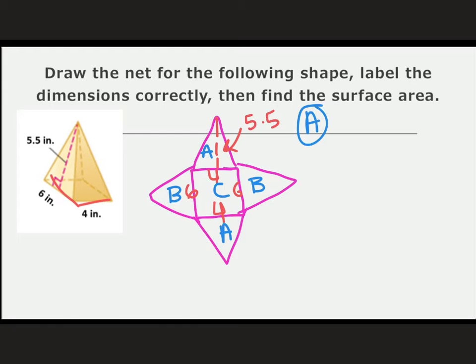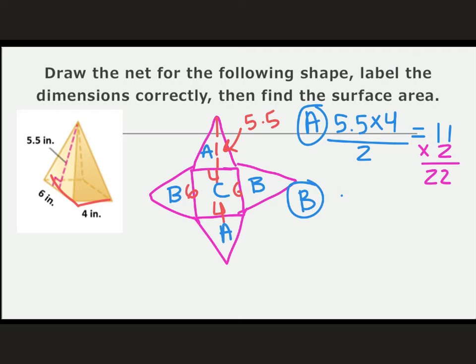So shape A, we made that our 5.5 times 4. It's a triangle, so we need to divide by 2. When you plug that in, you should get 11. But we have 2 shape A's, so multiply by 2. And then we can move on to shape B.